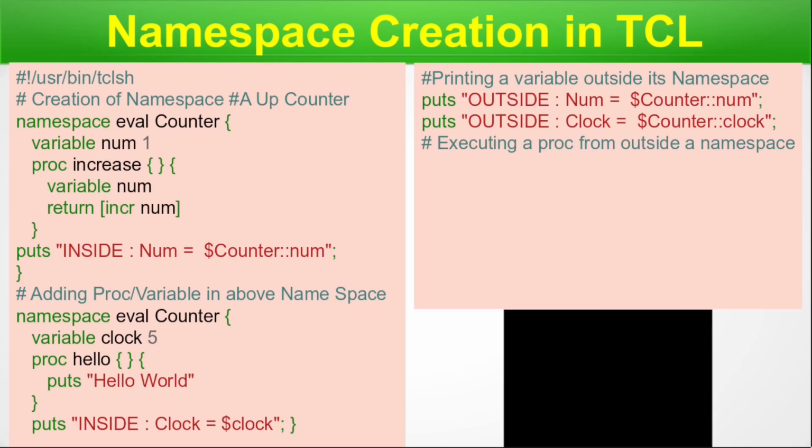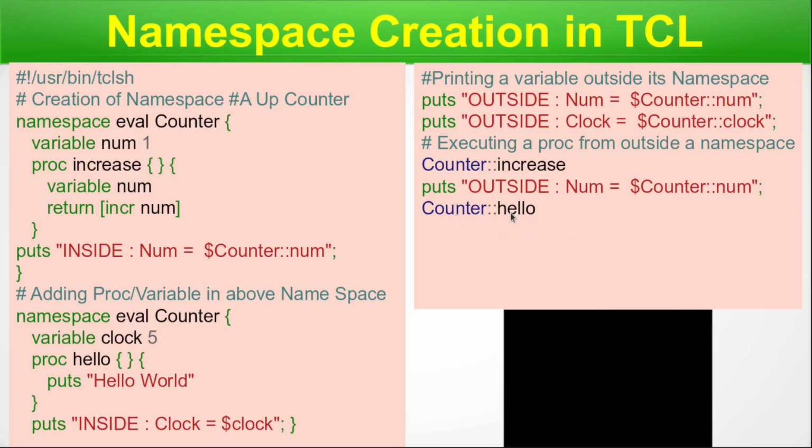Now let us give the next line. Executing a proc from outside a namespace. counter::increase. This procedure we are executing. So we give the namespace, then ::increase. That means we are calling this function from this particular namespace, from counter. Namespace, then separator, then the procedure name. Next we have given the print command here, that is puts command outside num counter. So here we have executed this, so this means the counter will go up, and then we print the num variable again. Then we are accessing the second function we defined later here, that is hello world, counter::hello. The function is hello.